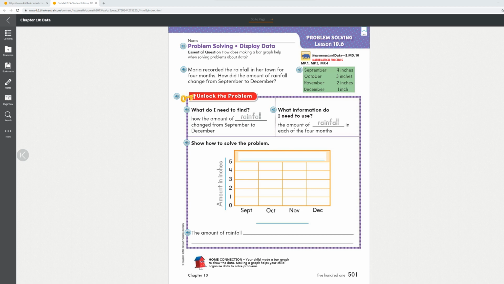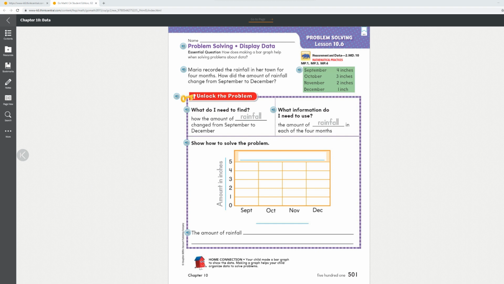In today's lesson, we will be going over chapter 10, section 6. So let's start on page 501. Problem solving, display data. So the essential question for this section is, how does making a bar graph help when solving problems about data? So we're going to be using more bar graphs to help us solve questions about the data. So let's start with this example.